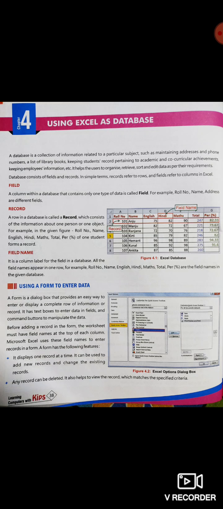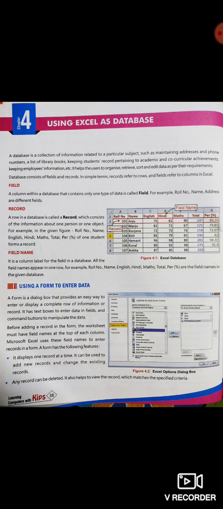Okay, next, using a form to enter data. So how can we enter data using a form? For doing that, first we have to know what a form is. A form is a dialog box that provides an easy way to enter or display a complete row of information or record. Okay, so what is a form? A form is basically a dialog box that provides an easy way to enter data or to display data. These are the two functions of a form.